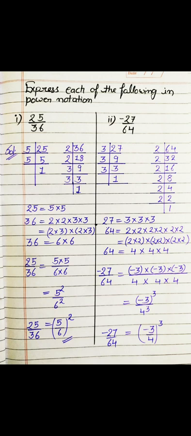Then afterward, as the numbers are written 3 times, so the power will be 3. So taking the power as common, we can write it as minus 3 upon 4 to the whole power 3.